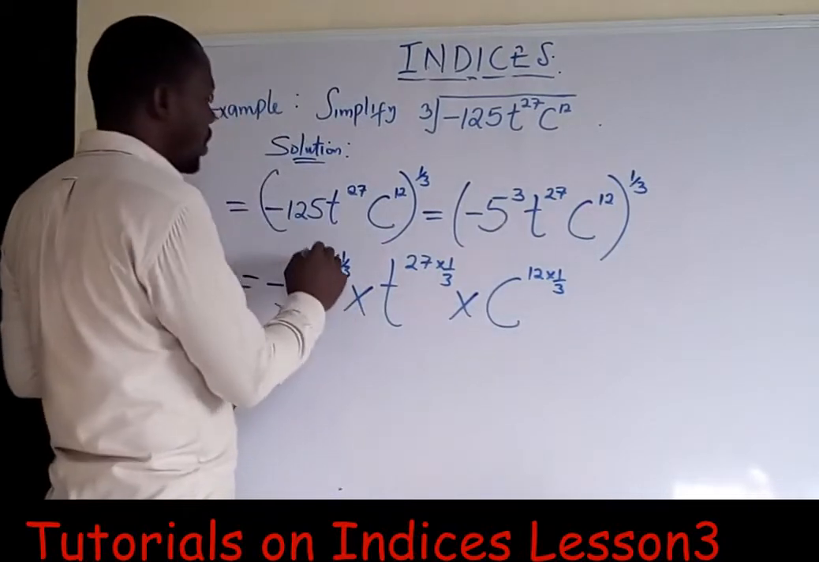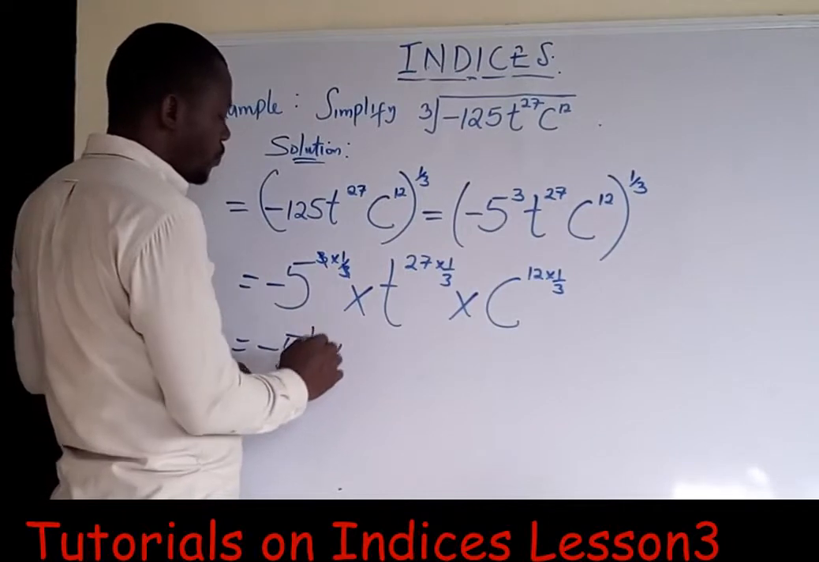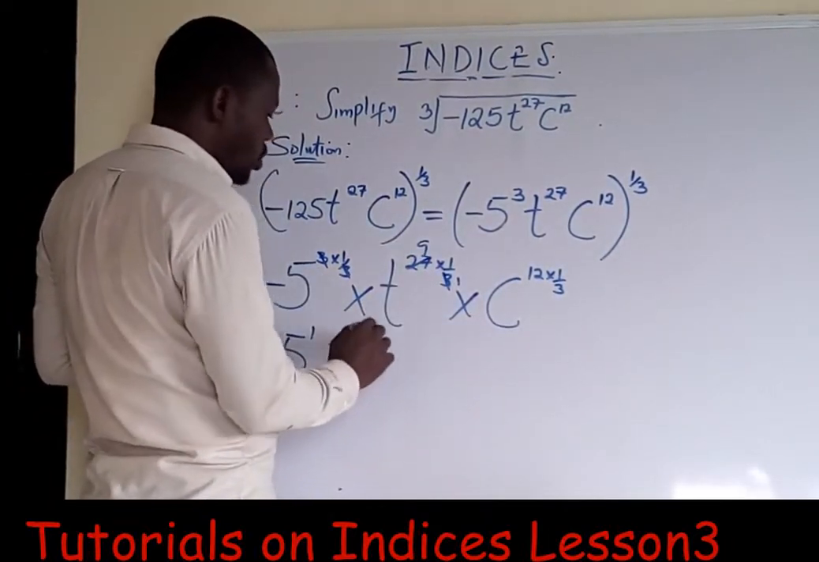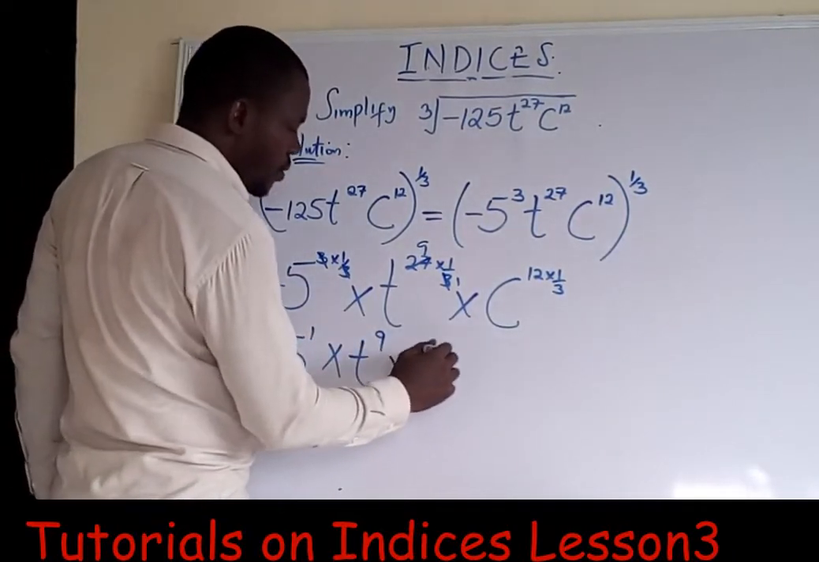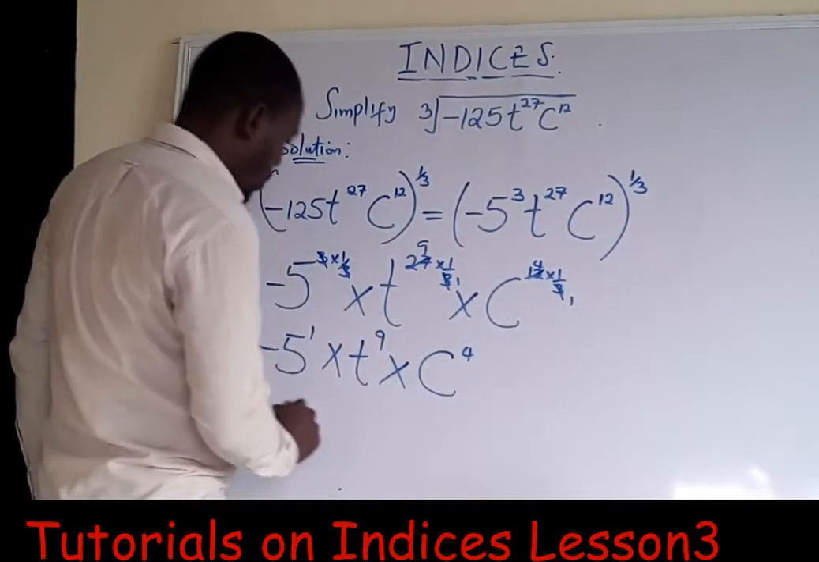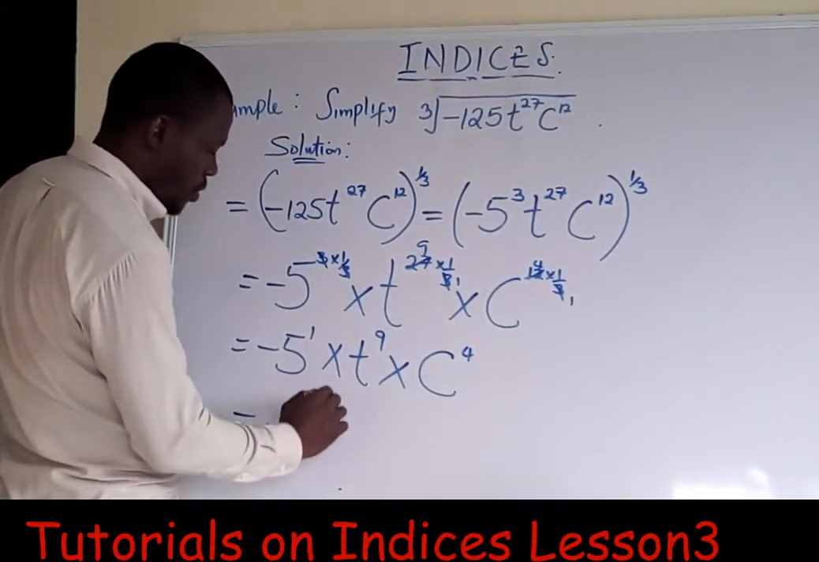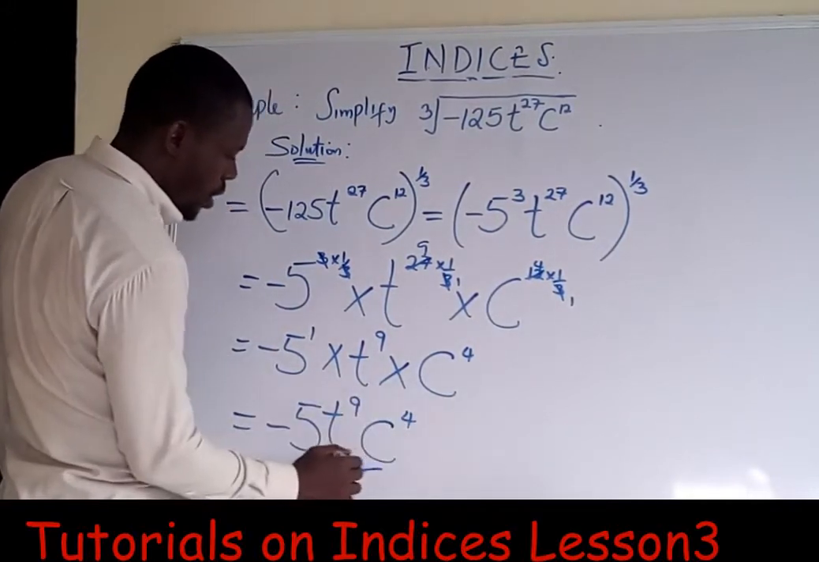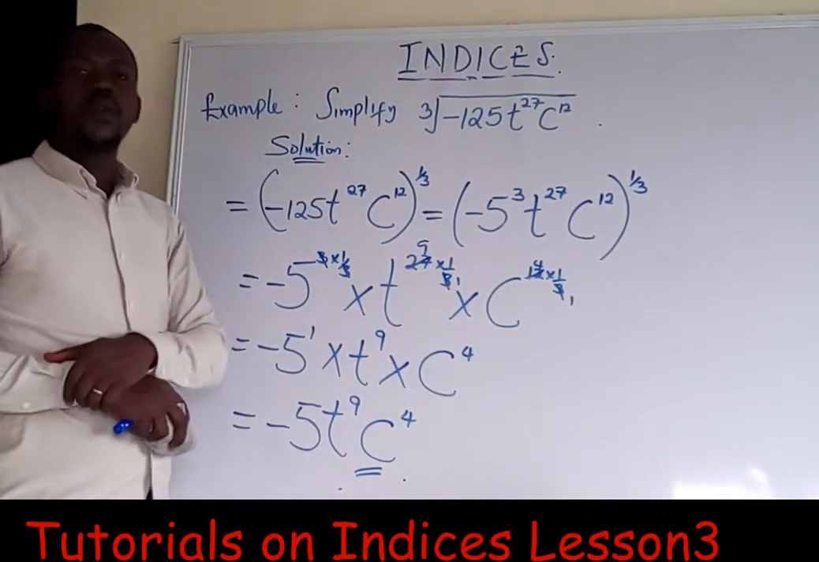And what do we have now? 3 cancel 3. What we have here is minus 5 raised to the power 1 times 3 here 1, 3 here 9, c raised to the power 9, times 3 here 1, 3 here 4, c raised to the power 4. And what do we have now? Minus 5 c raised to the power 9 c raised to the power 4. And that is the answer to this particular question.